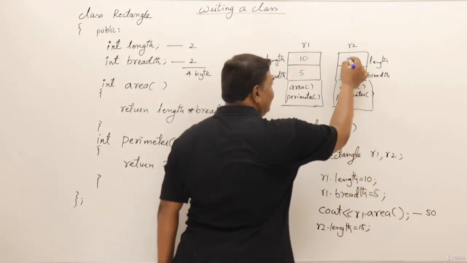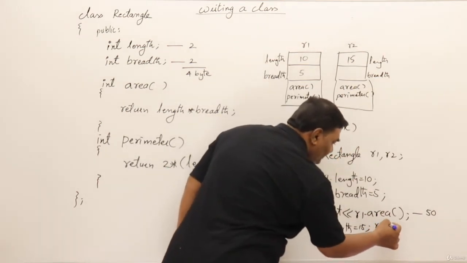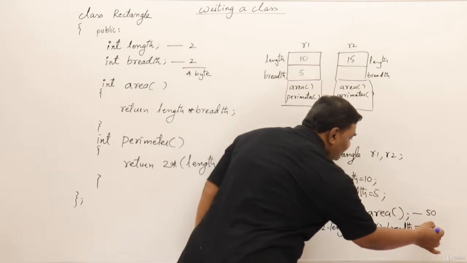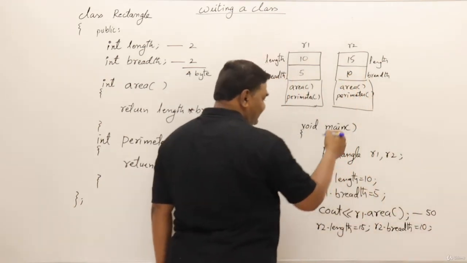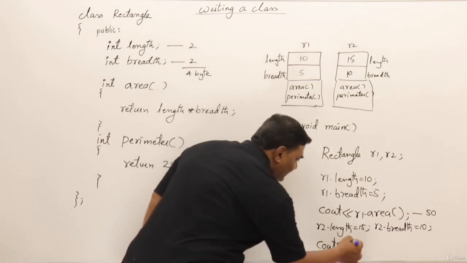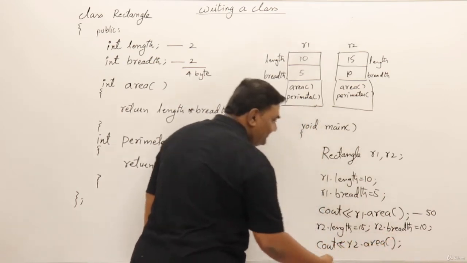So I am making this length as 15. There is no space, so I will continue in the same line. R2 dot breadth assign 10. So I will set this breadth as 10. Now I will say cout R2 dot area. So whose area will be calculated?